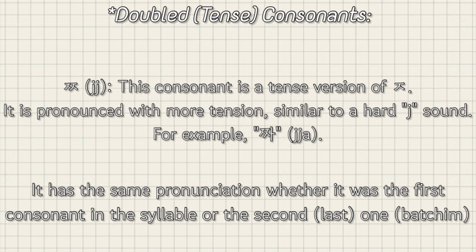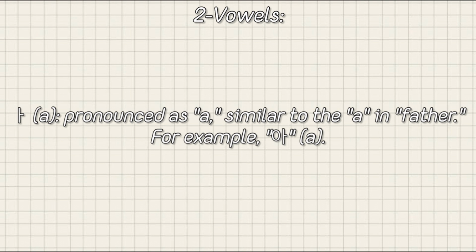Ssangchiyat. This consonant is a tense version of chiyat. It is pronounced with more tension, similar to a hard G sound. For example, ccha. And it has the same pronunciation whether it was the first consonant in the syllable or the last one. Now, let's go to the vowels.